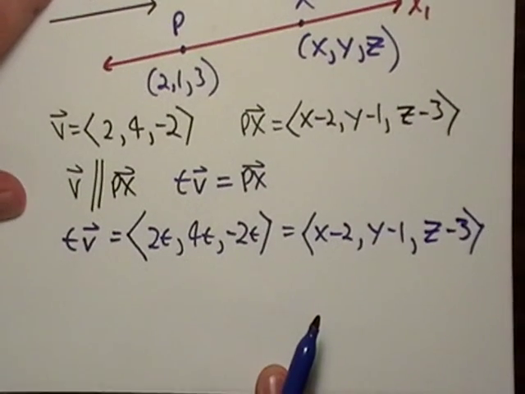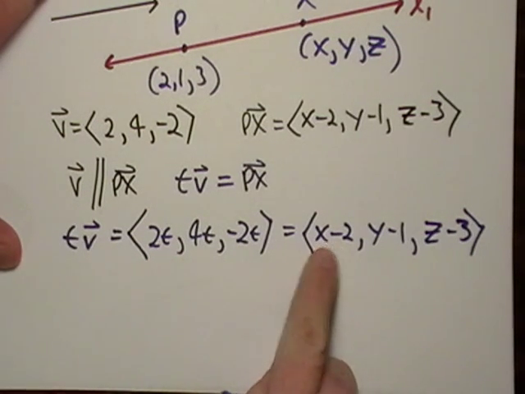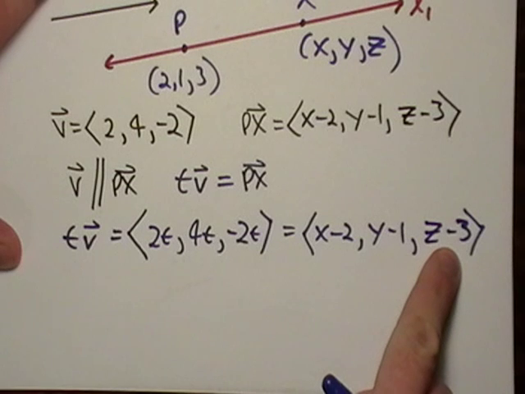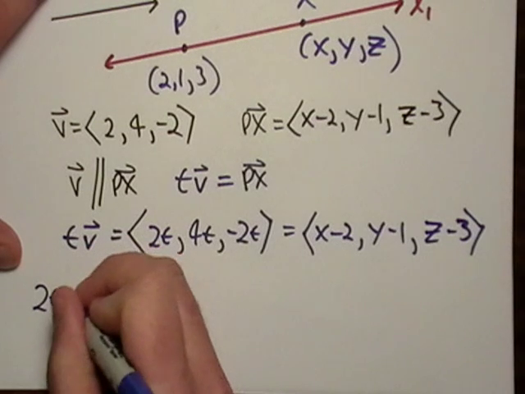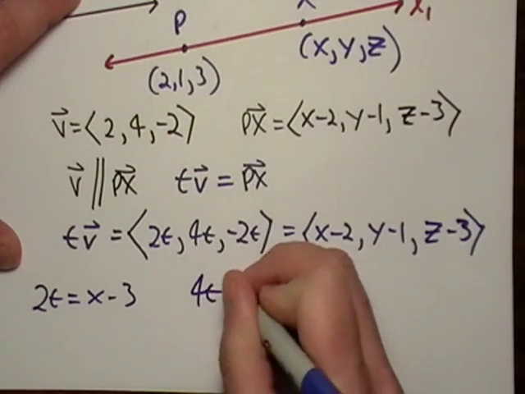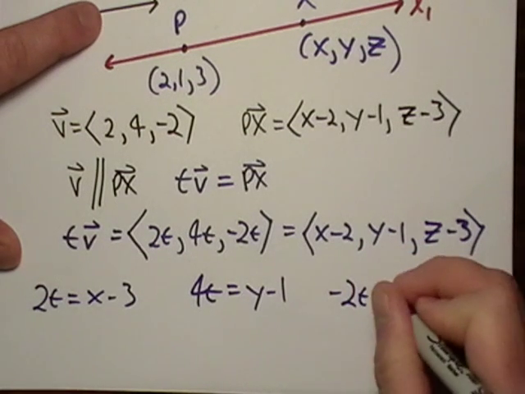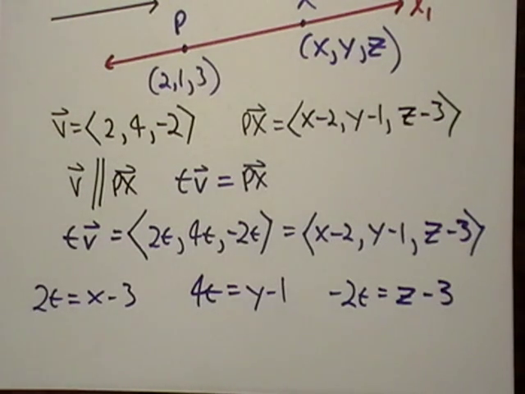Since they're all equal to each other, I can start doing what's called parameterization. So we're going to say 2t is equal to x minus 2, 4t is therefore equal to y minus 1, and negative 2t is equal to our third component here. So for the first one, 2t is equal to x minus 3. 4t is equal to y minus 1. Negative 2t is equal to z minus 3. Just like that.